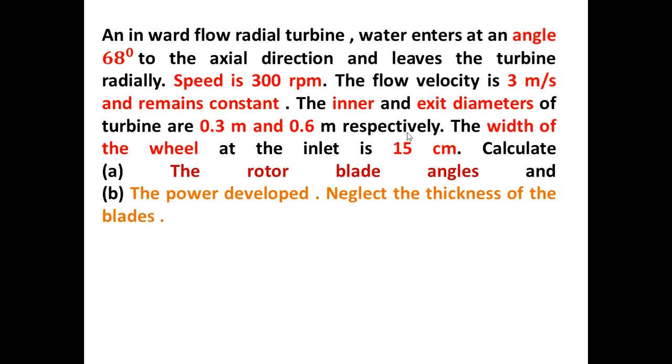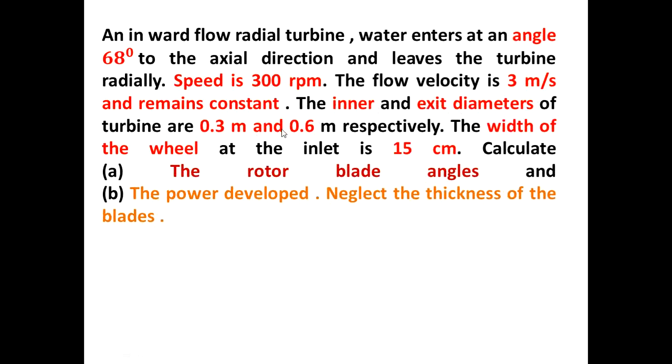An inward flow radial turbine, water enters at an angle of 68 degree to the axial direction and leaves the turbine radially. Speed is 300 rpm. The flow velocity is 3 meter per second and it remains constant. The inner and exit diameter of the turbine are 0.3 meter and 0.6 meter. See this one carefully, don't get confused.